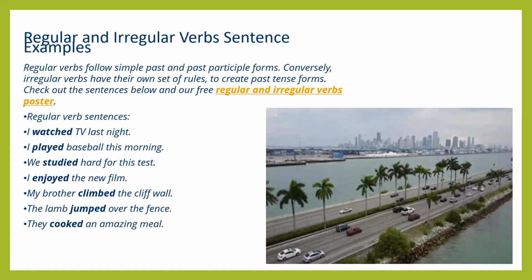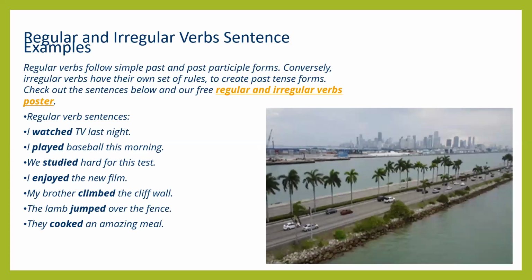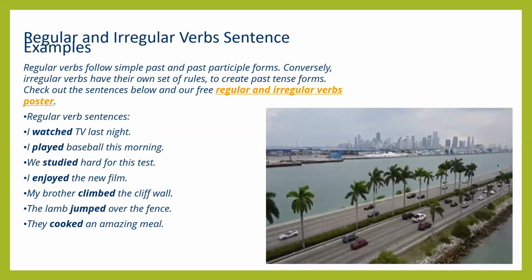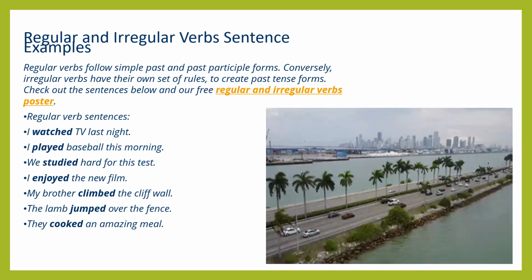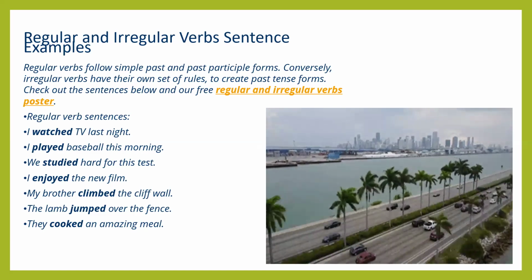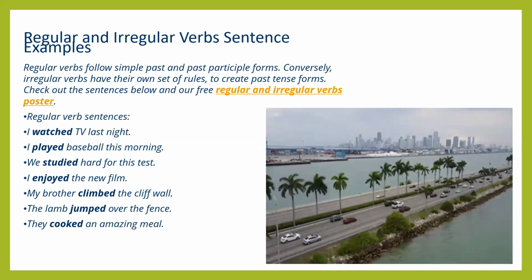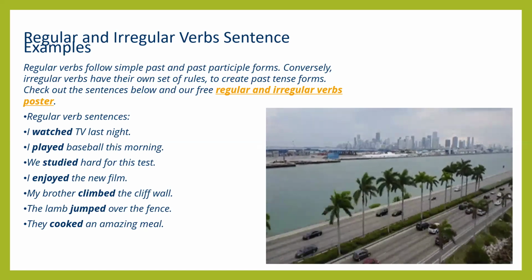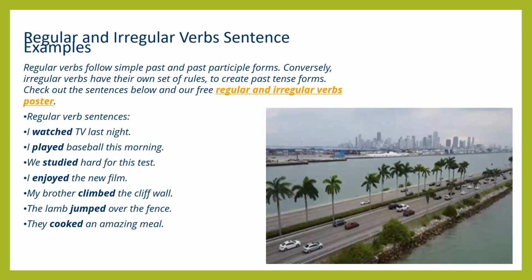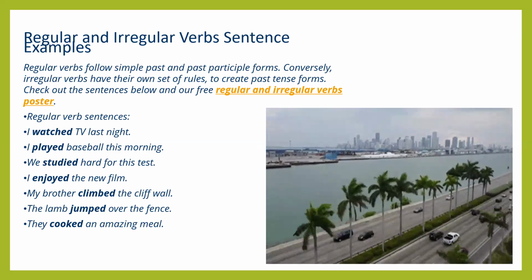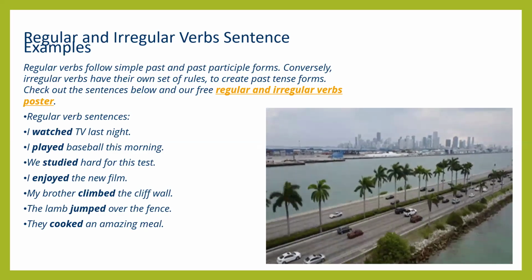Regular verb sentence examples: I watched TV last night. I played baseball this morning. We studied hard for this test. I enjoyed the new film. My brother climbed the cliff wall. The lamb jumped over the fence. They cooked amazing meals. In all of these, the base form takes ed: watched, played, studied, enjoyed, climbed, jumped, cooked.